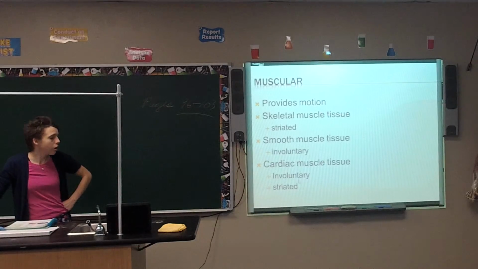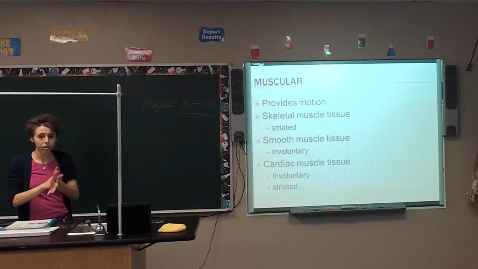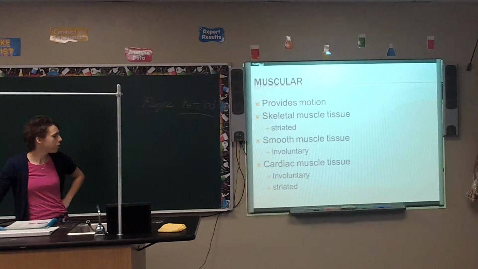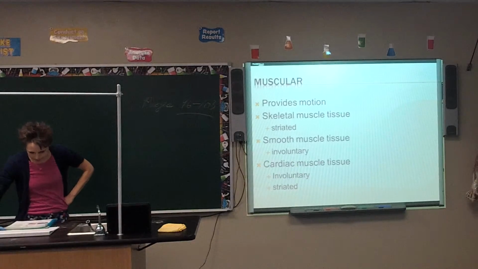Cardiac muscle tissue is also involuntary. Your heart pumps whether or not you want it to. And because it's used over and over and over again, it needs that striated design as well. So that way it's extra sturdy and extra strong. So cardiac muscle tissue is involuntary, but it's also striated.